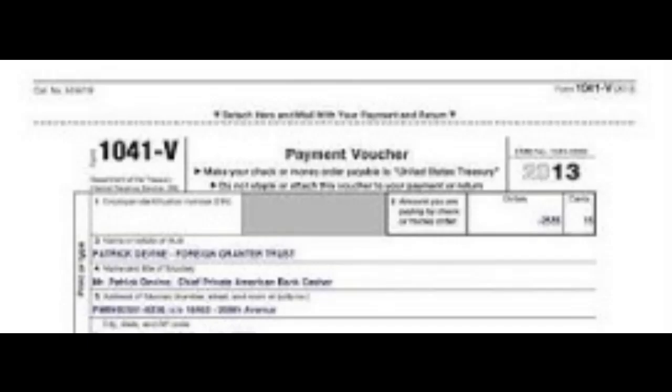1096 form accompanies the 1099 OID and serves as a transmittal form, ensuring the correct filing of other IRS forms. Bill of exchange acts as a negotiable instrument, similar to a check, submitted to the Treasury to claim withheld funds.